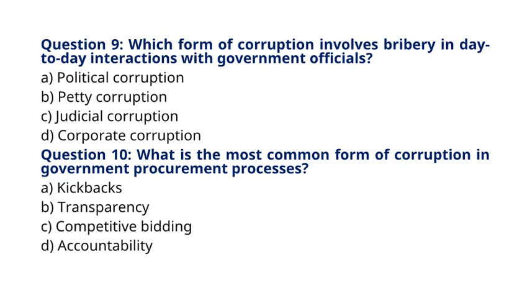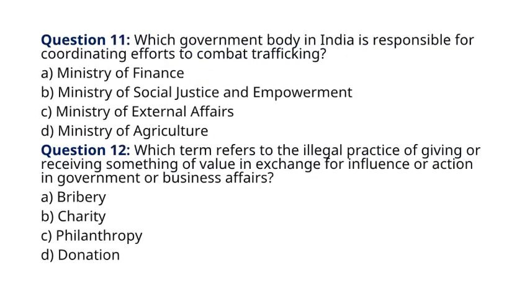Question 10. What is the most common form of corruption in government procurement processes? A. Kickbacks. B. Transparency. C. Competitive bidding. D. Accountability. The correct answer to question 10 is option A. Kickbacks. Explanation: kickbacks involve the payment of money or favors to a decision-maker in exchange for preferential treatment in awarding contracts or procurement decisions.